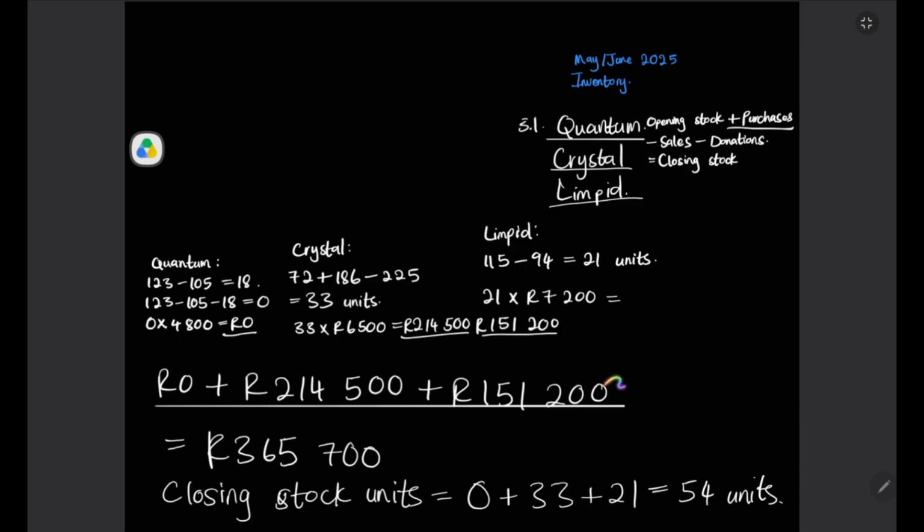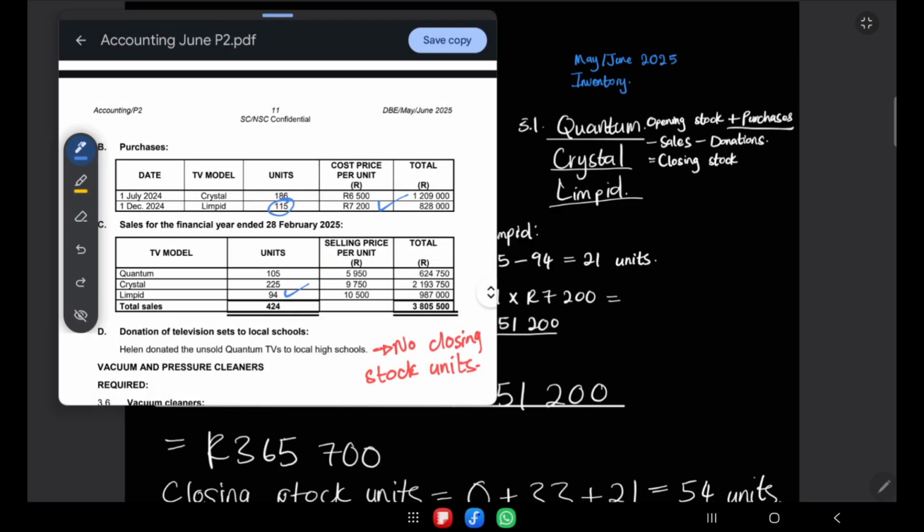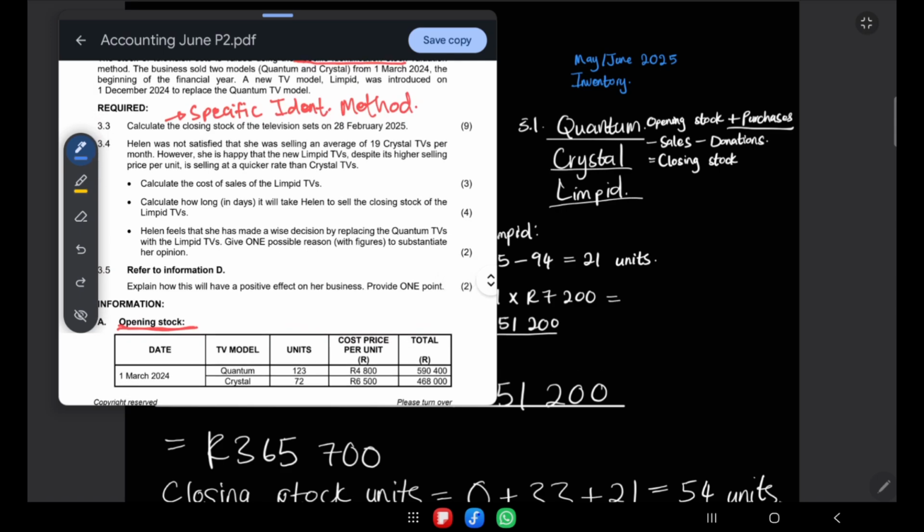You had to find the value of your closing stock, which is 365,700. So I just did this in case they ask you how many units you have left. You'll just have to add all 3 of these. So you're done with 3.3. Your final answer is 365,700. Now let's move to the next question.